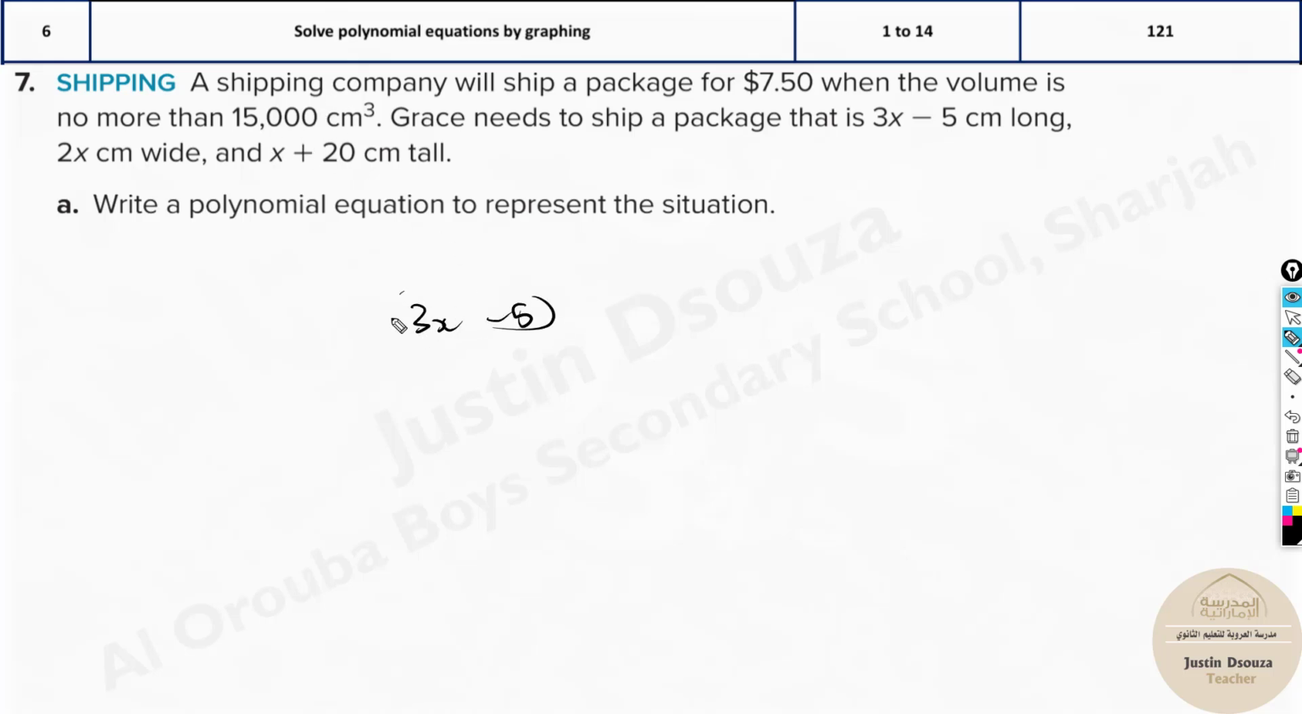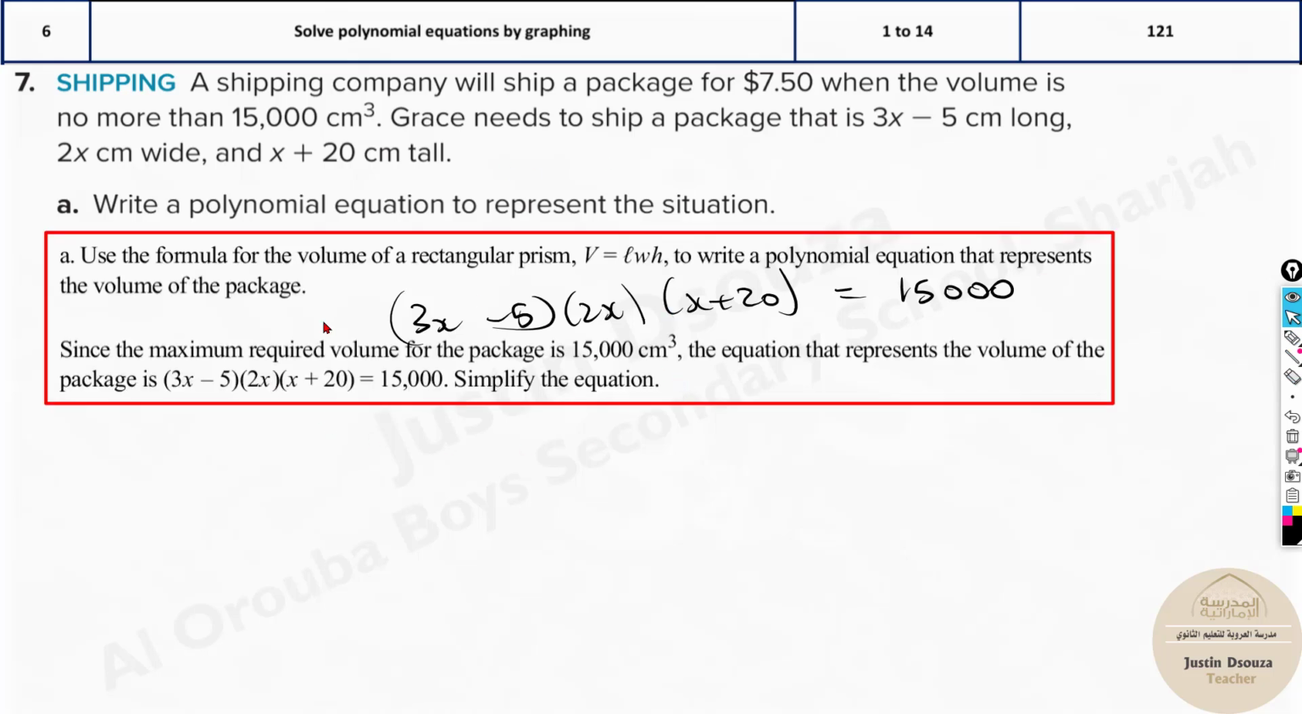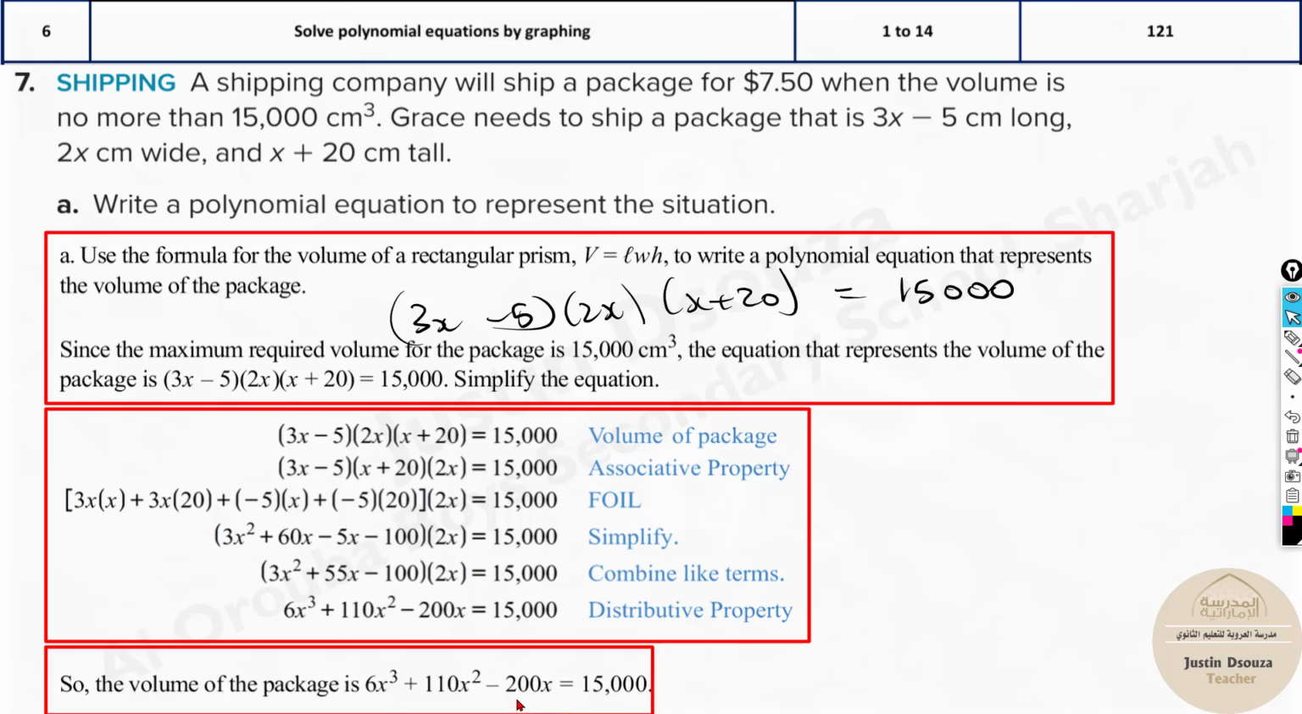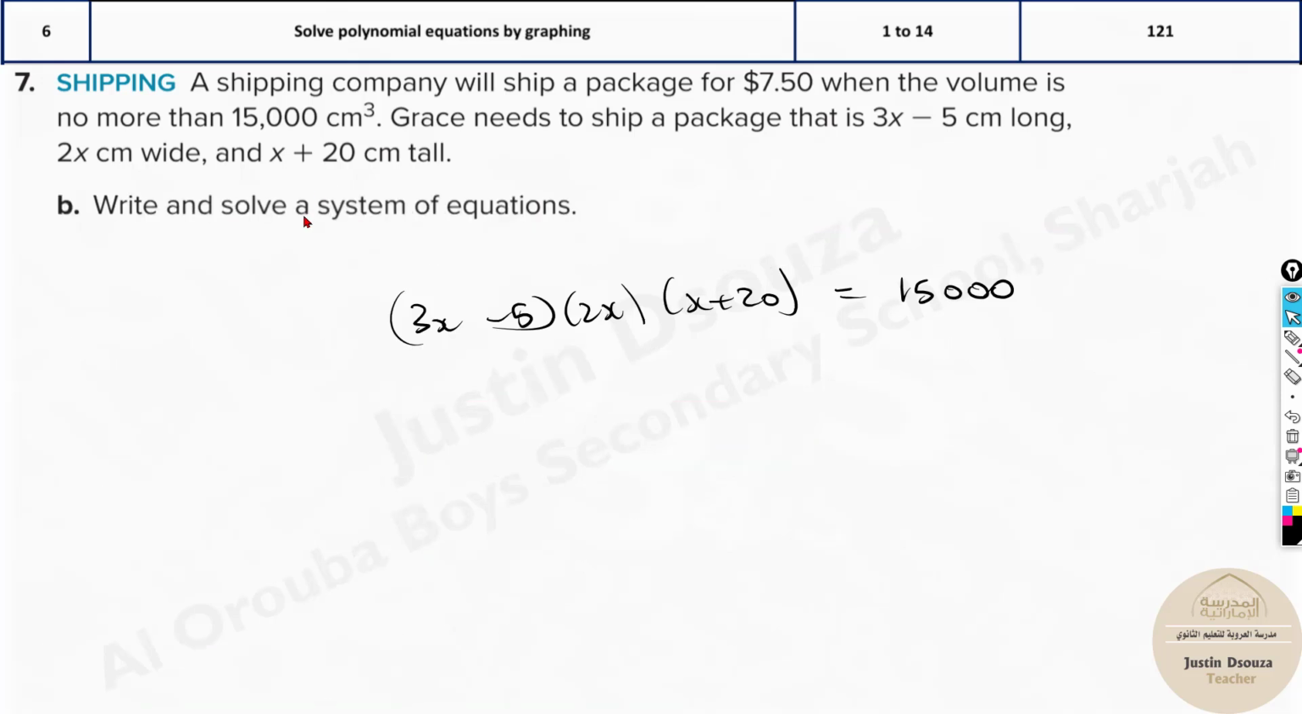It's 3x minus 5, 2x, and x plus 20. This should not be more than 15,000. Maximum it can be equal is 15,000. So this is what represents this particular situation. And now next one is solving. If you want to solve it, just multiply it inside. Now I'll tell you ways to avoid this as well. You just want to find the x value. Now this is not a written part, but if you multiply each thing by polynomial multiplication, you get this answer, the volume of the package.